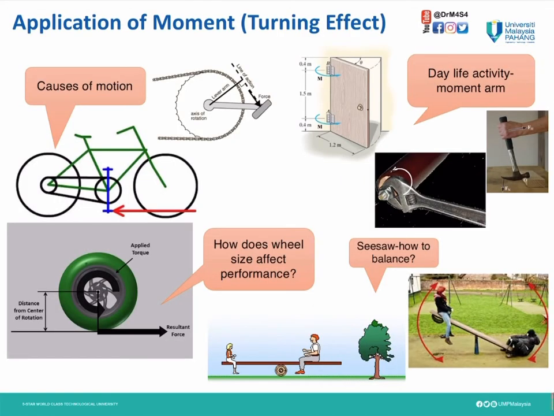Here are some applications in our daily life. For example, when we are pedaling our bicycle, we apply force on our pedal. This is the line of action, where we apply the force on our pedal. From the center of rotation, we get the lever arm, or d, the perpendicular distance. So the moment we apply in this case is force times the perpendicular distance.